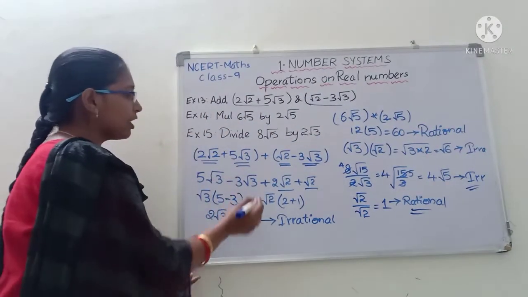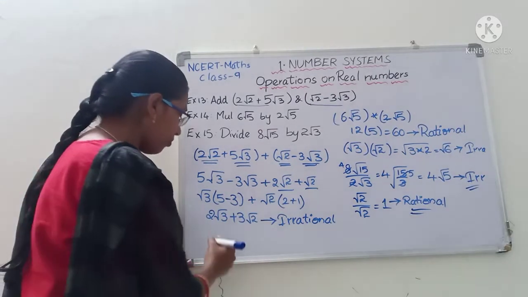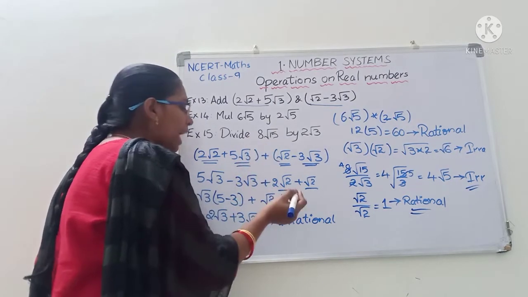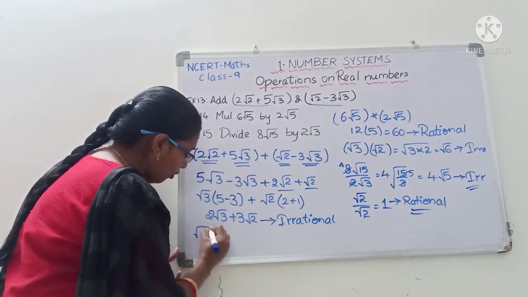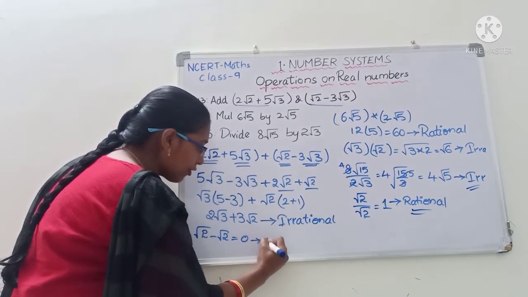When you add two irrational numbers, you got an irrational number here. Similarly, what will happen when you subtract two irrational numbers? Root 2 minus root 2. You will get 0. This is a rational number.